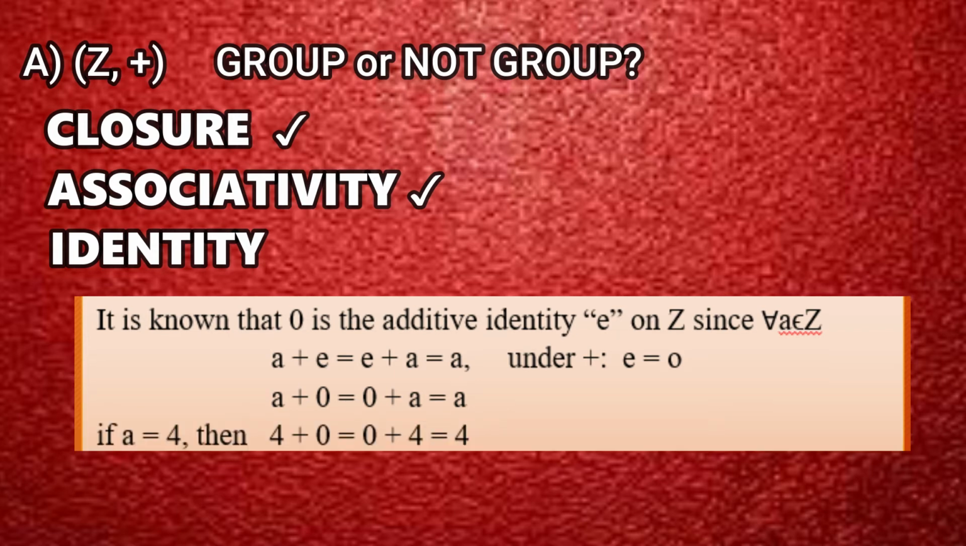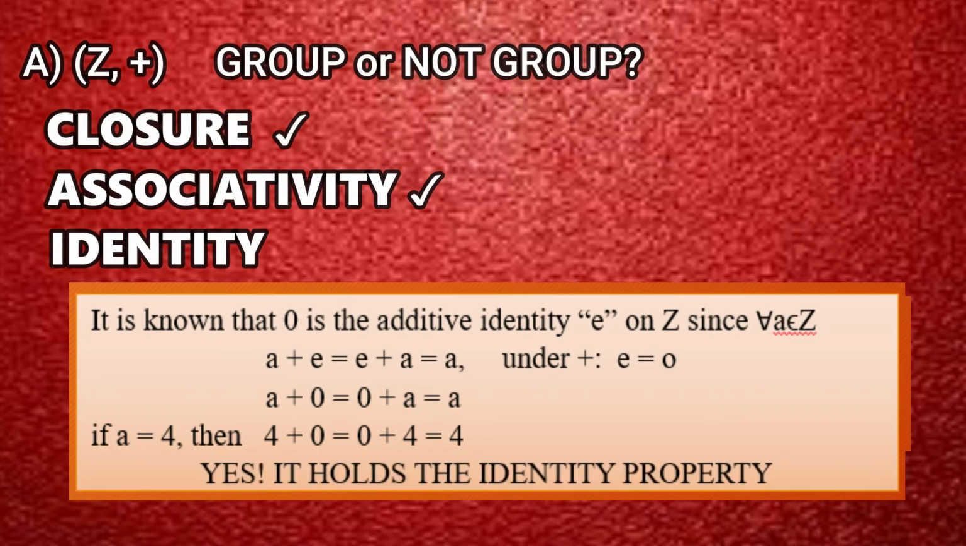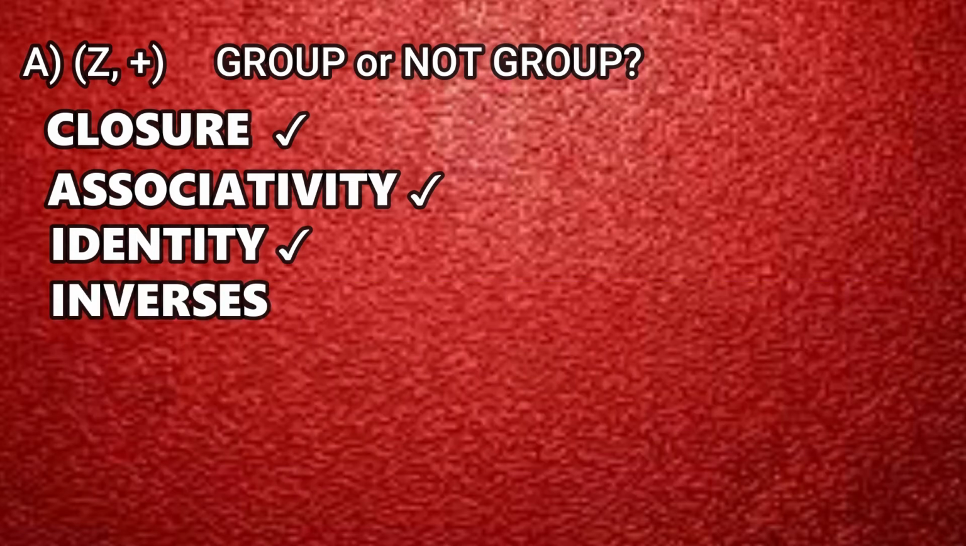If A is equal to 4, then 4 plus 0 equals 0 plus 4 equals 4. So we can say that yes, Z under addition holds the identity property. Lastly is the inverse property.